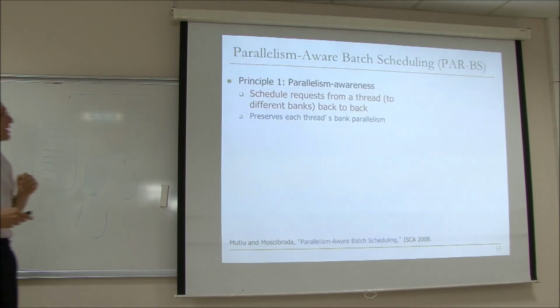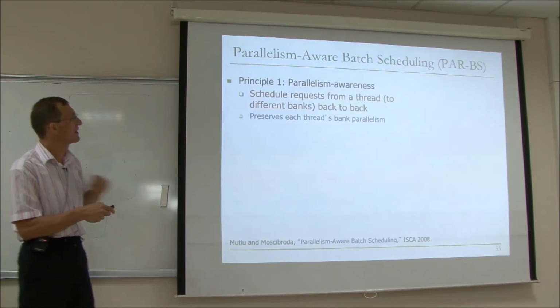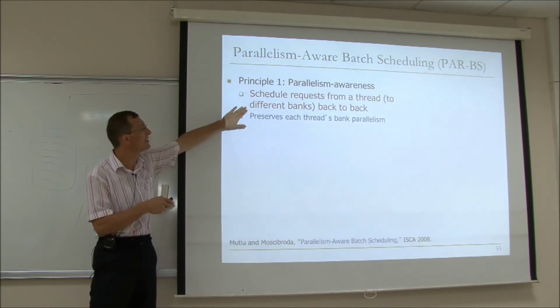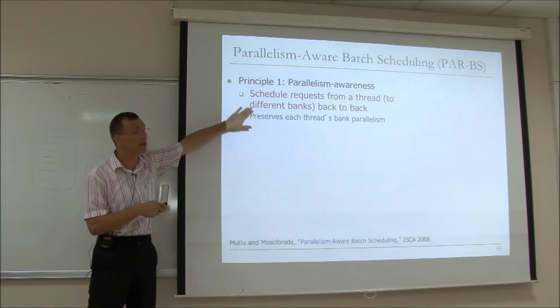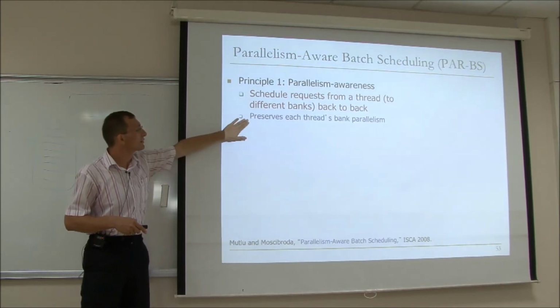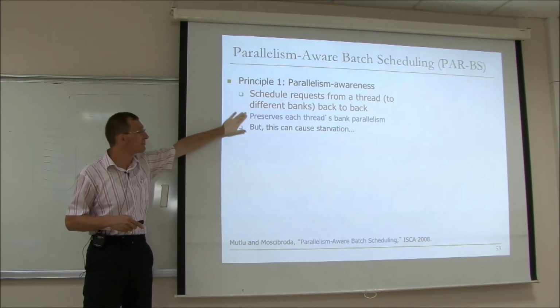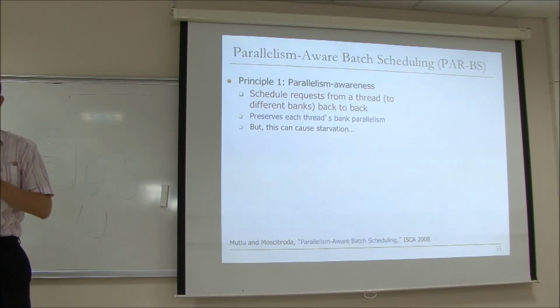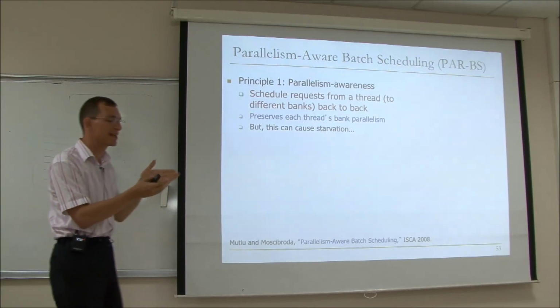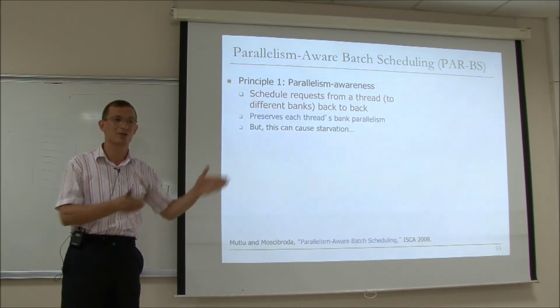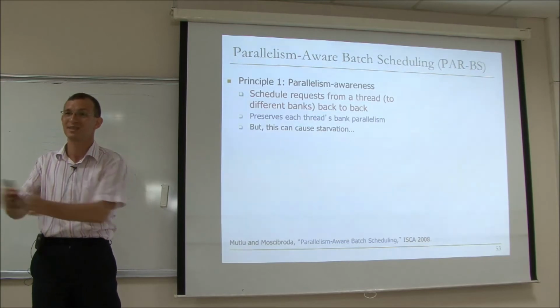A parallelism aware batch scheduler operates on two principles. First, preserving the parallelism of each thread. And you do this by scheduling requests from a thread to different banks back to back. This preserves each thread's bank level parallelism. The downside is, as I told you, this can cause starvation. Because once you schedule requests from a thread back to back, if the thread is continuing, it generates more requests, and you could be servicing only this thread in the system for a long time.